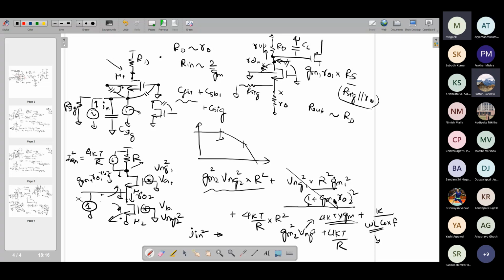So one question. Yes. The input noise we found out, then we were dividing by R squared. So how is it R squared? Could you explain one more time?